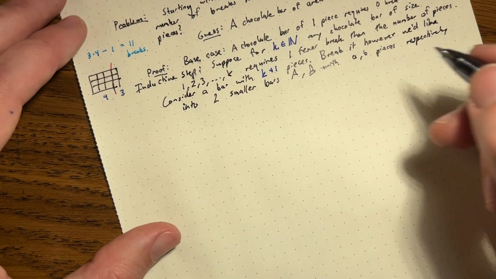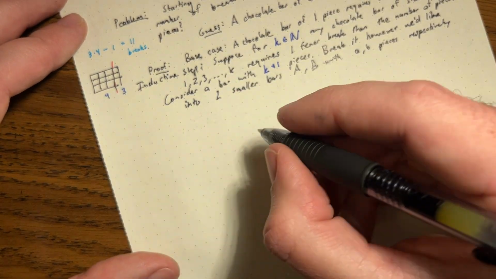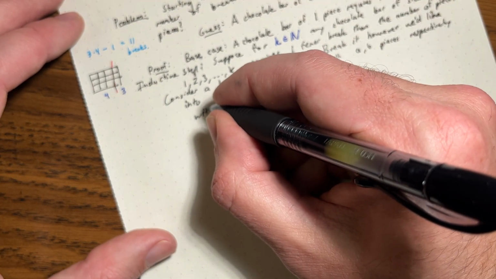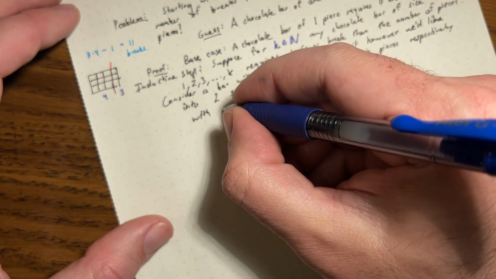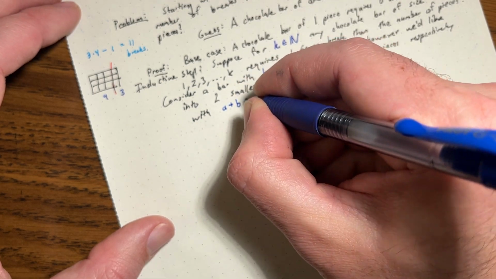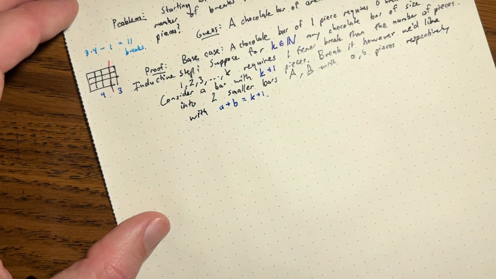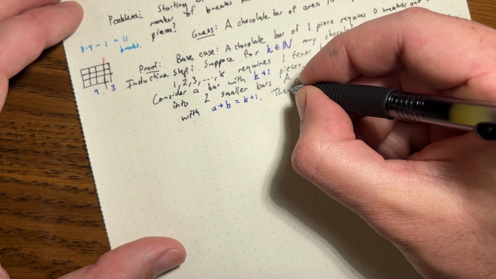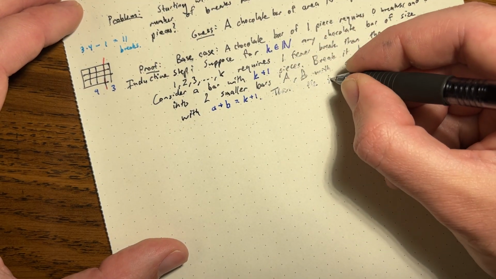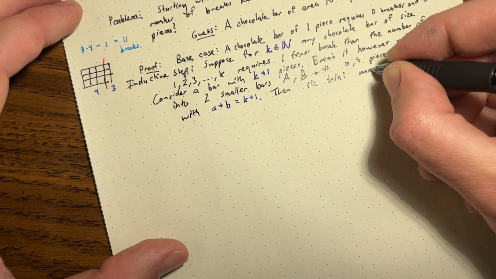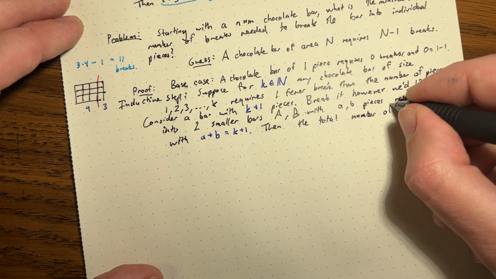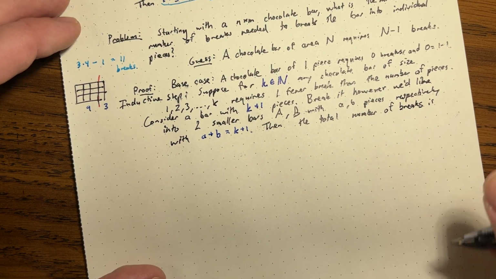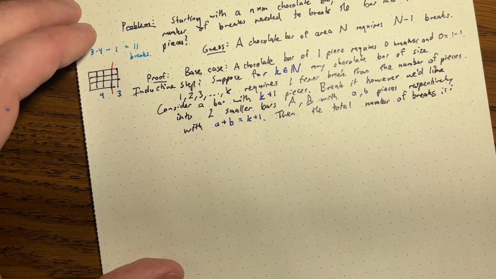And what do we know about these numbers a and b? They have to add up to the total area, k plus 1. So a plus b equals k plus 1. Then the total number of breaks for the bar of size k plus 1 is, let's try to figure that out.